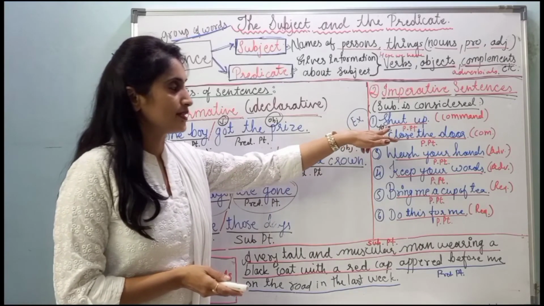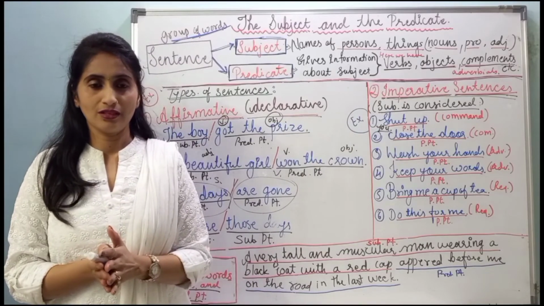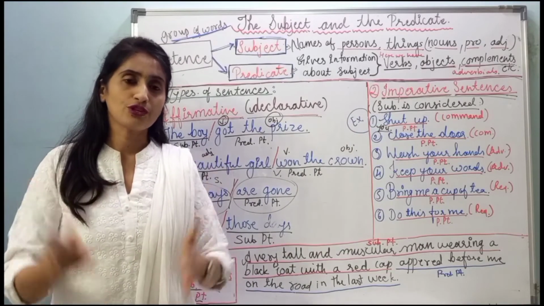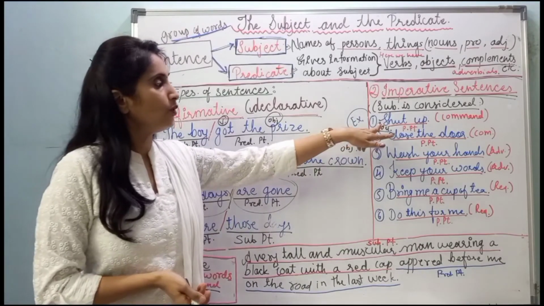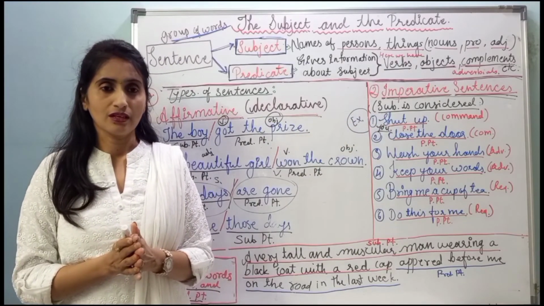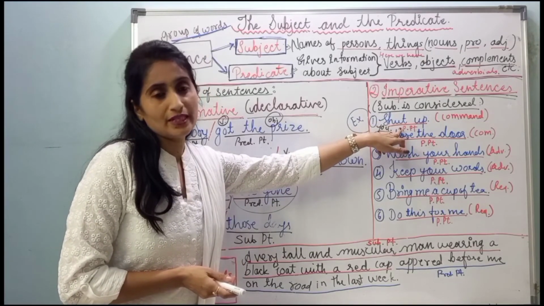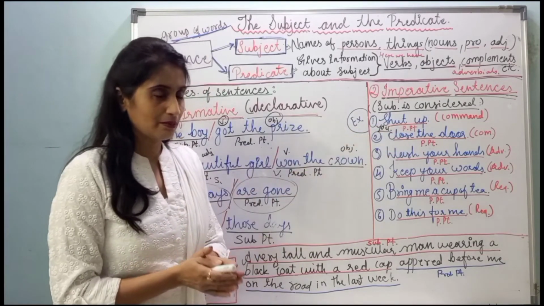See these sentences now. Number one, shut up. This is a command. Shut up means what? You shut up. Even though the subject is not given, we have to consider it. You is the subject here, and so shut up is the predicate part. It goes in the predicate part.